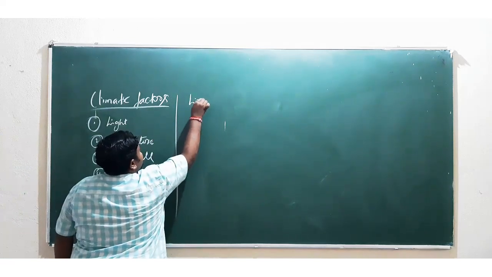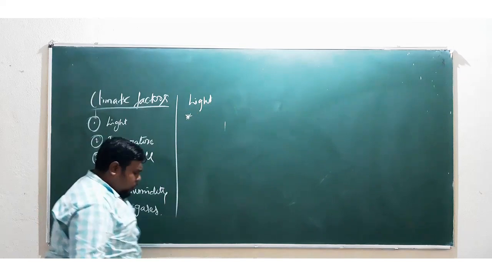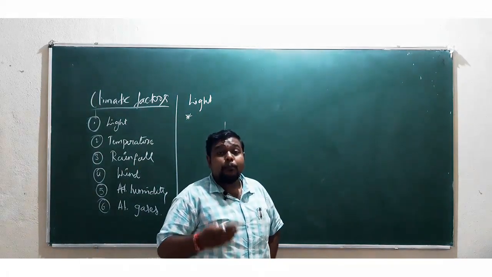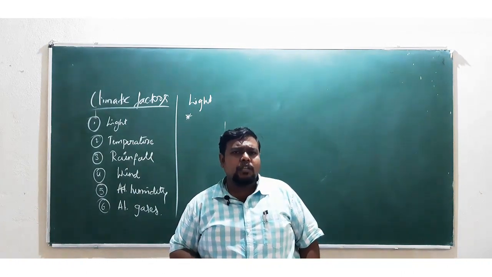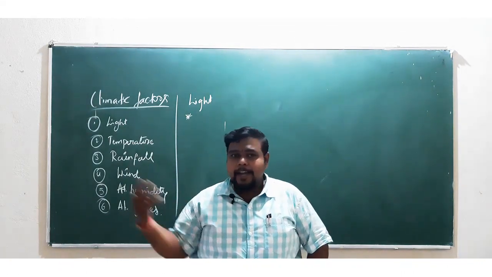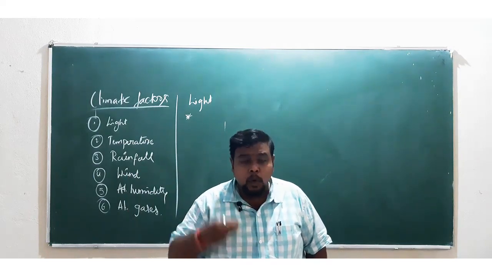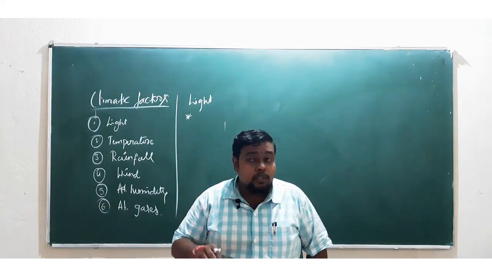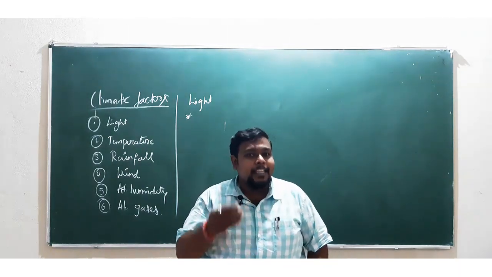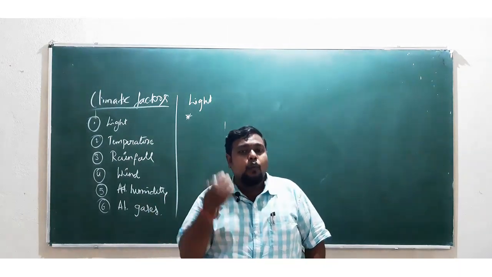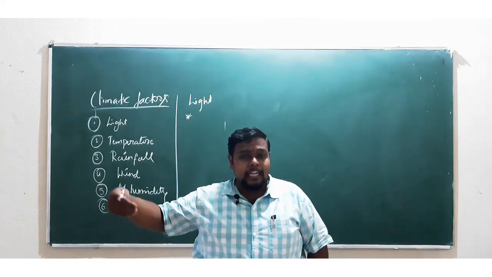First one, light. As we know, light is the main important source for all the green plants here. And which is the radiant source of energy? The Sun is the radiant source of energy that is very essential for a green plant to survive, because we know the process of photosynthesis. If photosynthesis has to occur here, there should be a presence of sunlight. Once there is a presence of sunlight, the process of photosynthesis will continue here.